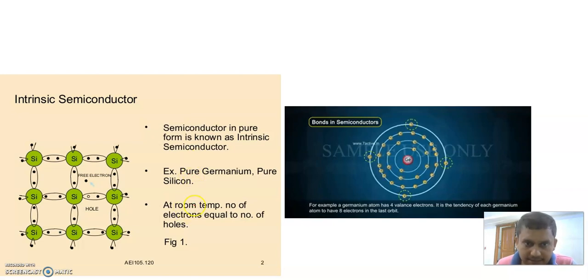At room temperature, the number of electrons in the intrinsic semiconductor is equal to the number of holes. Because if we increase the temperature, then it might be possible that the covalent bond is broken and the number of electrons is not equal to the number of holes. That's why the condition is that at room temperature in intrinsic semiconductor, number of electrons equals number of holes.